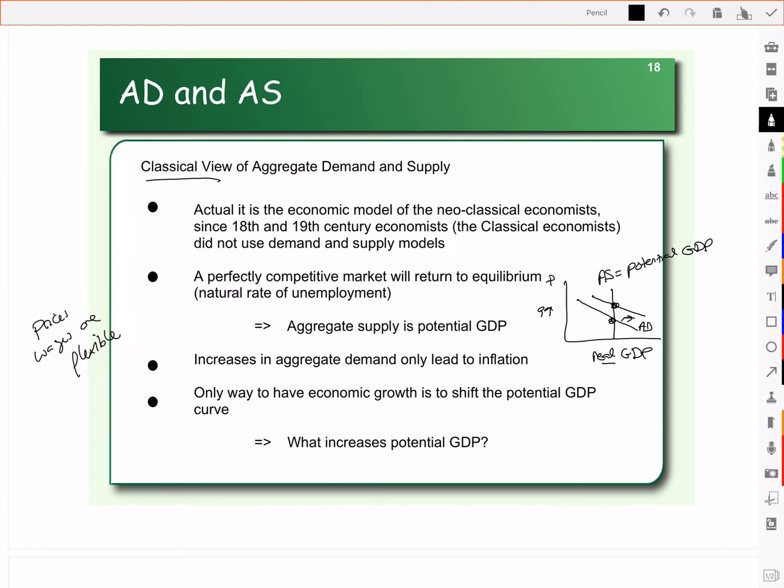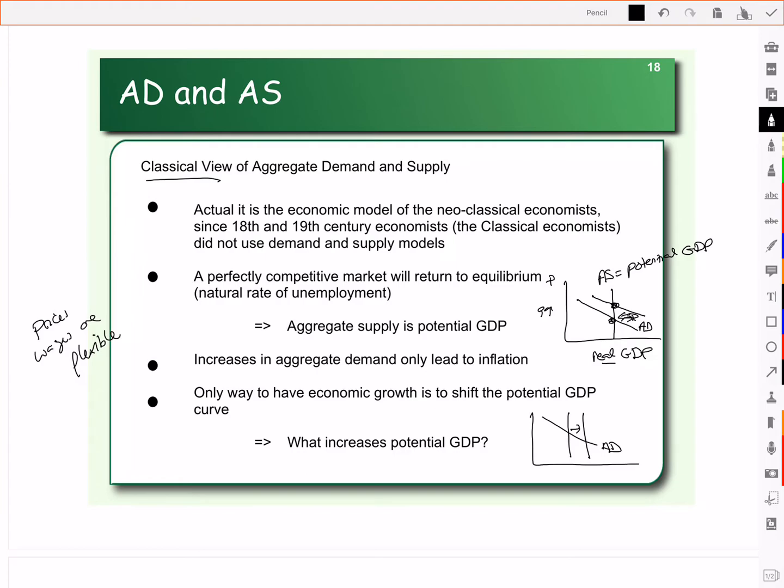So anytime the government increases its spending, it just creates inflation, and then we buy less and prices fall back down. So the classical economists said, we don't need government intervention increasing aggregate demand because all it's going to do is create inflation. The only way to get sustainable growth is to change that potential GDP. If we can shift that potential GDP, so more quantity and quality of workers, more capital goods, more technology, more natural resources, that's how we get sustainable growth.